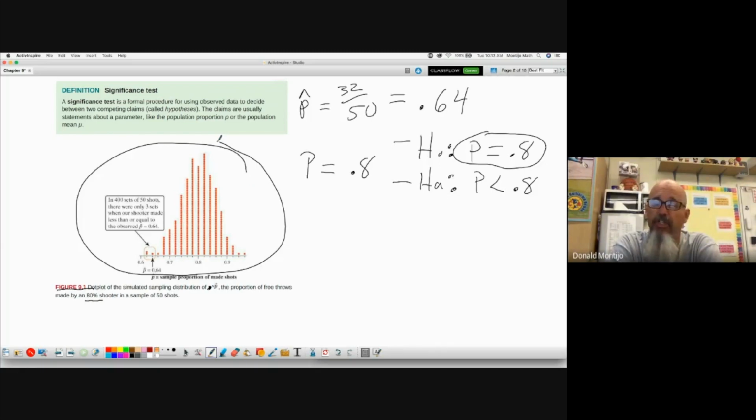So if he truly shoots 80%, as you can see circled down here, there were only 3 times that he was 64% or fewer, assuming that 80% is the true percentage that he makes his free throws. So if you think about that, 400 trials and only 3 times did he do as low as 64 or lower, if he really is an 80% free throw shooter. So 3 out of 400 times did that happen. So that's less than 1%.